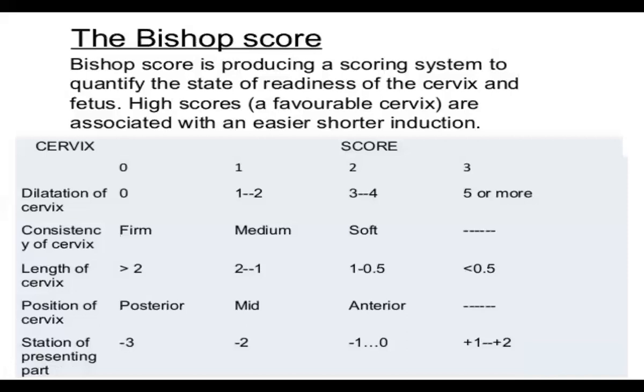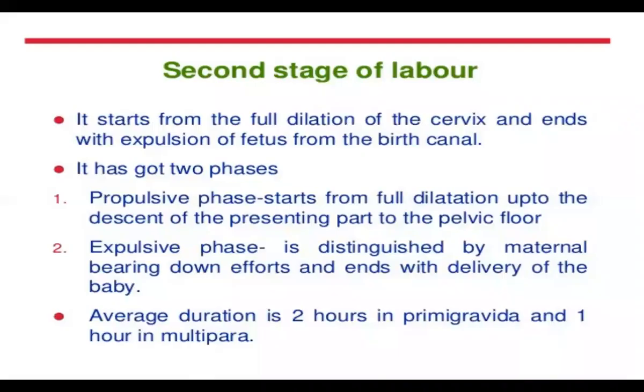We have covered three things. One is the partograph. The second is the cervicograph, which is done in the active stage of the first stage. Then the Bishop score. That is three: two graphs and one score.